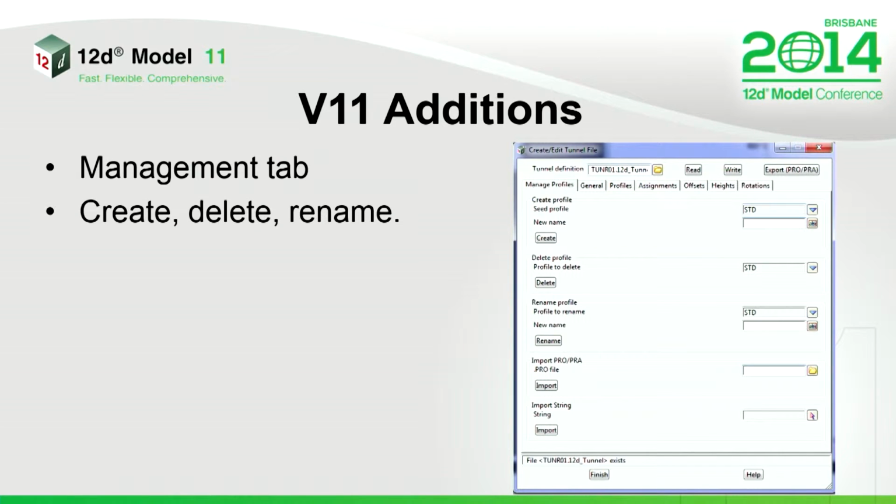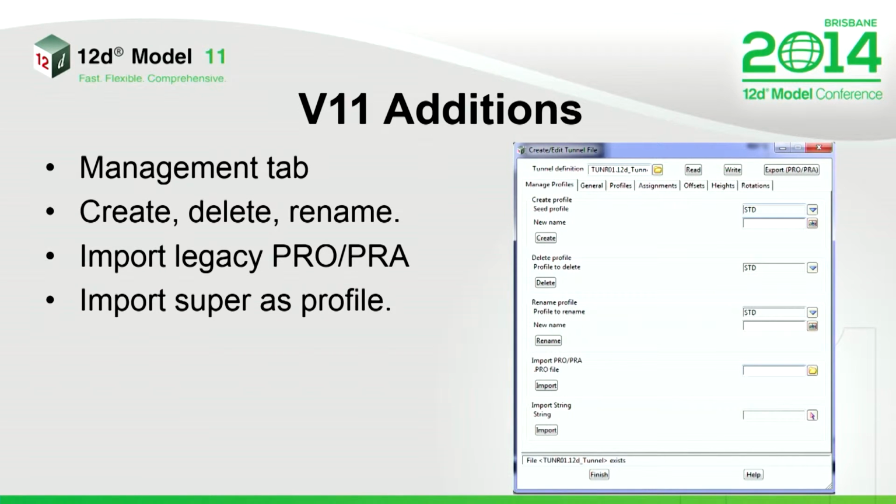Anyway, so when you go into tunneling for V11, it's a little bit different. You'll notice there's a lot more tabs on the panel. The first tab is this Manage panel. It allows you to create, delete, rename profiles. The profiles are just a bunch of straights and arcs that define the shape of the profile at that point. It's got some legacy input-output stuff, and it just allows you to draw a superstring on the screen and import that as a tunnel profile.